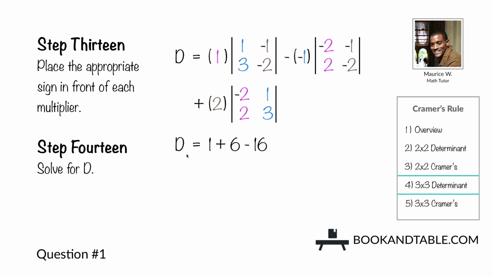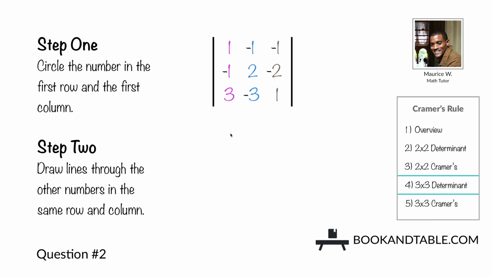So now we see D is equal to 1 plus 6, which is 7. And 7 minus 16 is -9. So when we use method number 1, we found the determinant was equal to -9. And this time we use method number 2, and again the determinant is equal to -9. So that is the answer to question number 1. Let's now have a look at question number 2.